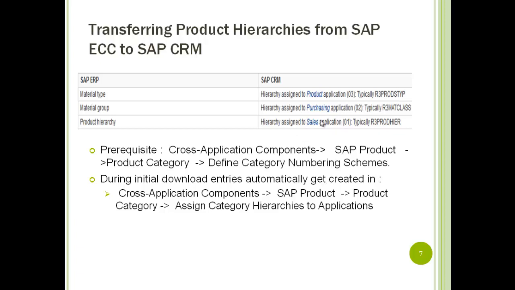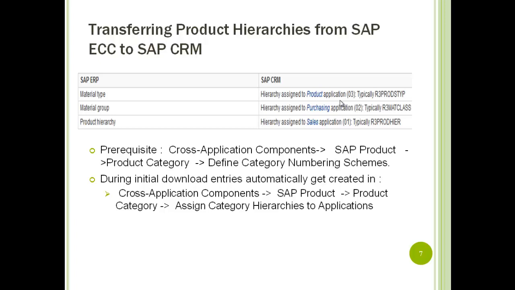So to do this, the following steps are very important. At the start of the download, using the object DNL_CUST_PROD1, the system checks whether a hierarchy is already assigned to the applications 01, 02 and 03. So 01 being for sales, 02 being for purchasing and 03 being for product. If a hierarchy has already been assigned, the categories are created in the respective hierarchy. So this can also be a hierarchy that was created in SAP CRM.